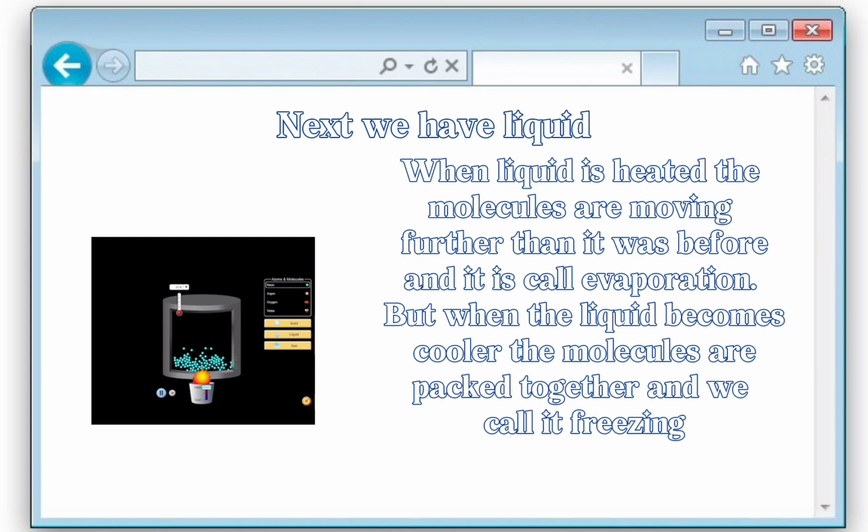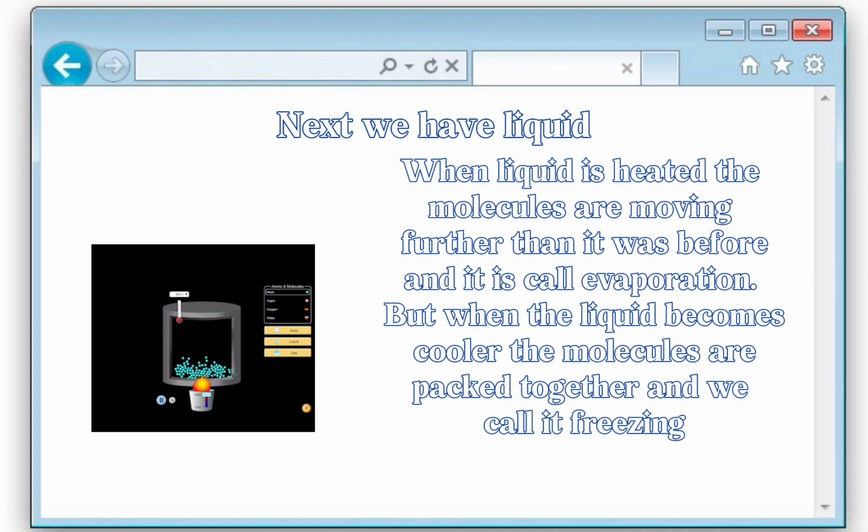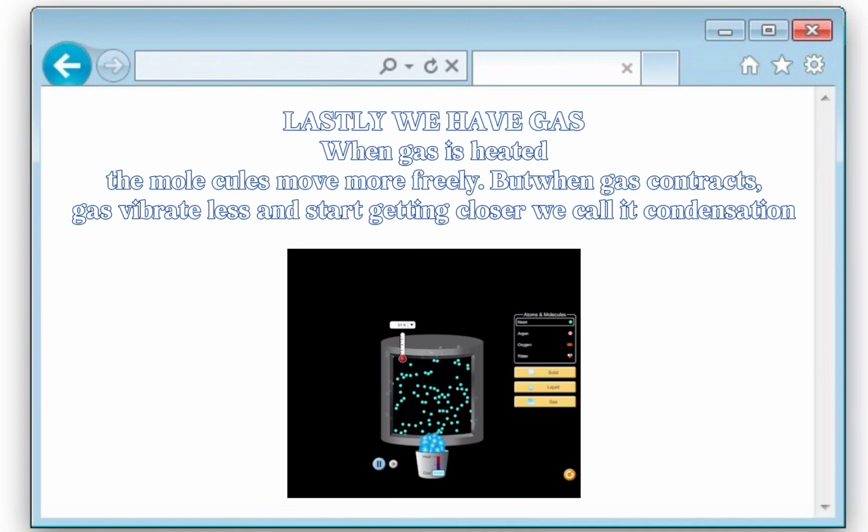Next, we have liquid. When liquid is heated, the molecules are moving further than they were before and it is called evaporation. But when the liquid becomes cooler, the molecules are packed together and we call it freezing. Lastly, we have gas. When gas is heated, the molecules move more freely, but when gas contracts, it vibrates less and starts getting closer. We call it condensation.